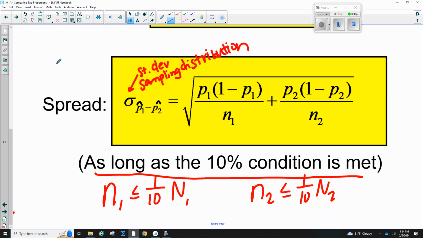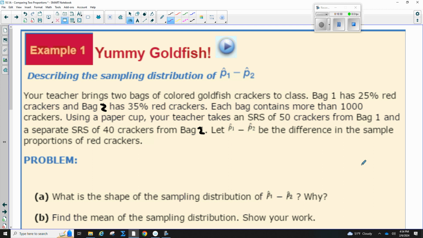All right, your teacher brings two bags of colored goldfish crackers to class. Bag one has 25% red crackers. Bag two has 35% red crackers. Each bag contains more than 1,000 crackers.